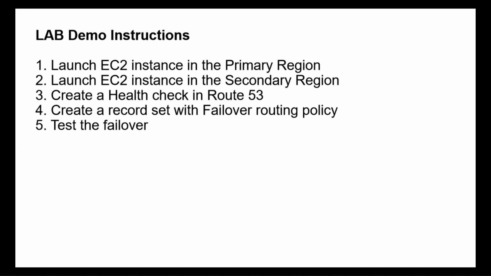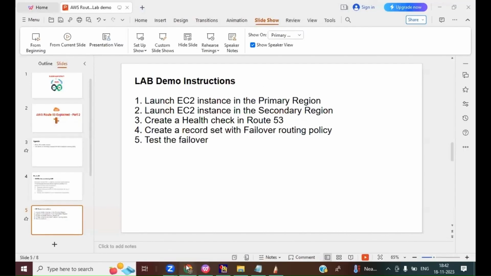So these are all the steps that we are going to follow as part of the lab demo. First and foremost, we will create an EC2 instance in the primary region, which will be acting as the primary web server. Then we will launch an EC2 instance in the secondary region, that will be the secondary web server. Then we are going to create a health check in Route 53. Then we will create a record set with a failover routing policy. There are various routing policies available, but for this scenario we are going to use the failover routing policy, and then we are going to test the failover. Right? So let's go into the first step of creating the EC2 instance in the primary region.